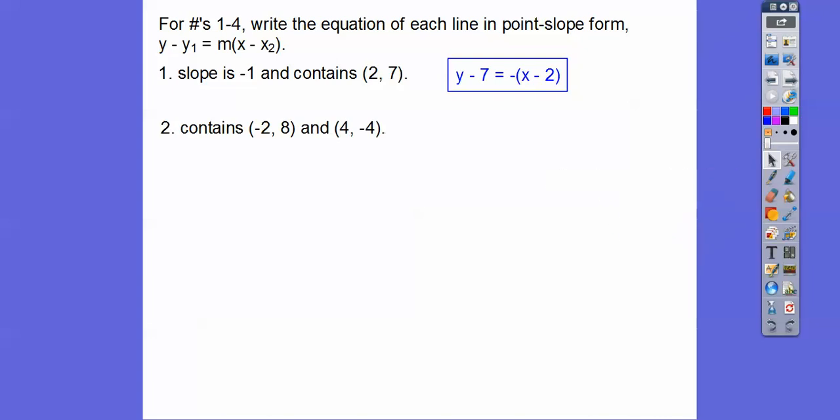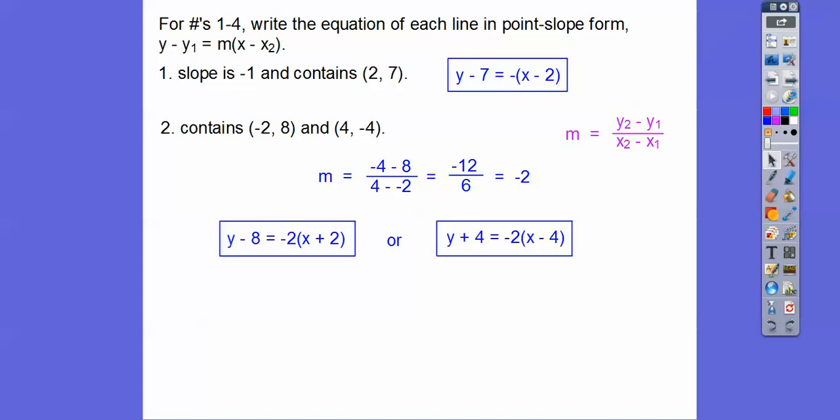Here we go. This one we've got to find the slope. We can use either one of these points, it doesn't matter. We've got to use both of them to get the slope right here. So we're going to do y sub 2 minus y sub 1 over x sub 2 minus x sub 1. And then we can use this x1, y1 or this x1, y1. It doesn't matter which one is x1, y1. Anyway, here's our slope. Our slope is -2.